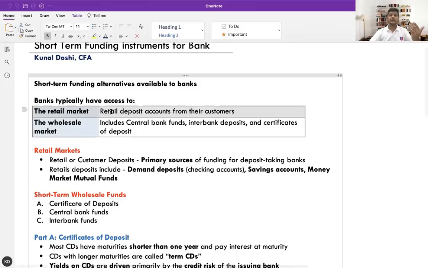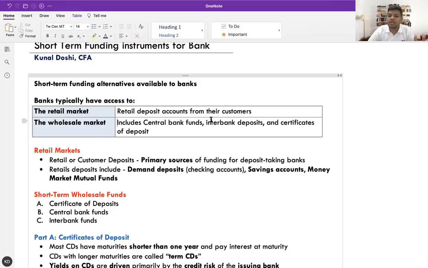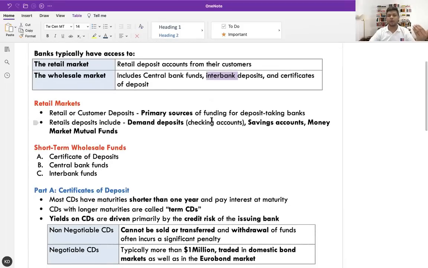But beyond the primary source, when they need money at huge quantum, then they go for the wholesale market. The wholesale market includes central bank funds, that is, getting funds from RBI or the central bank, the interbank deposit market, where banks can borrow from another bank, and CDs, certificates of deposit. Like commercial papers are short-term instruments issued by corporates, in the same way, short-term instruments issued by banks are called CDs, or certificates of deposit. Clear? So let's focus on them one by one.